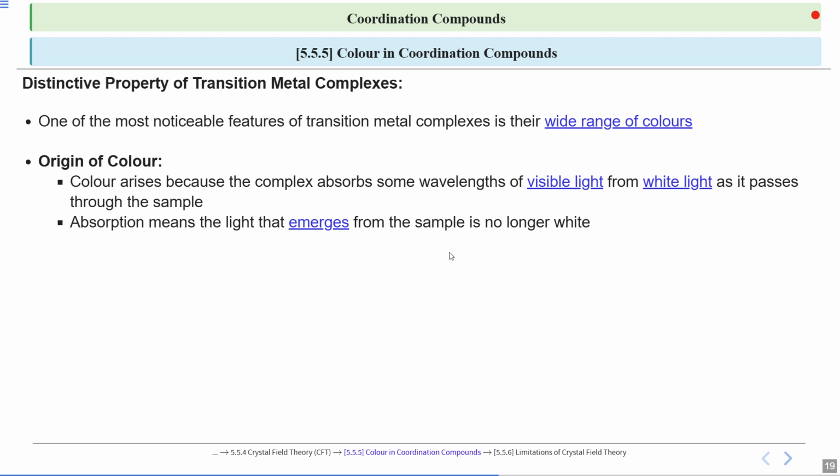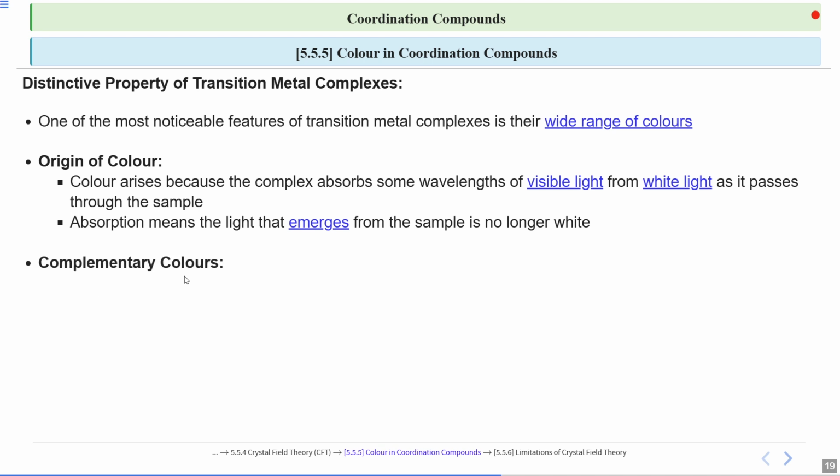You remember the prism concept. If white light is passing through our complex from one side, the other side will not have white light coming out of it. Because some wavelengths of visible light are already absorbed by the complex, the light that emerges from the sample or the complex is going to be of some other color, not white.